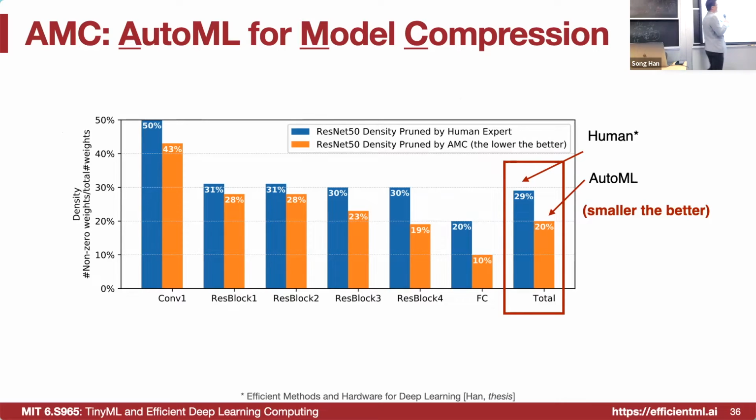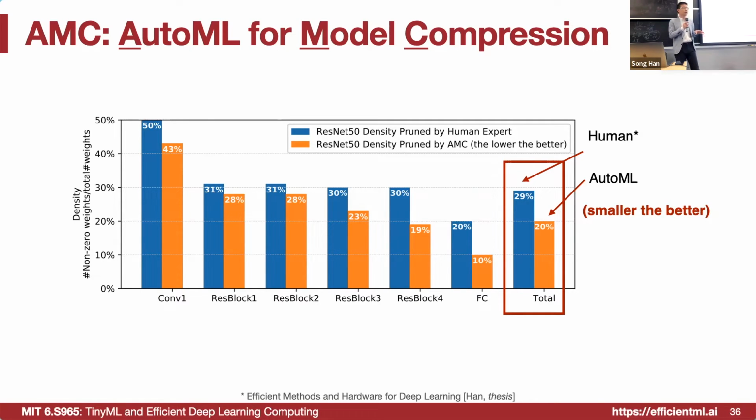So this is comparing the human pruned model versus the offline pruned model. This is ResNet-50 on ImageNet. This one is actually from my PhD thesis, where I spent almost a week to figure out what we should prune for each layer, from different hand-tuning adjustments, allocating the pruning ratio for different layers. I got it to 29%.